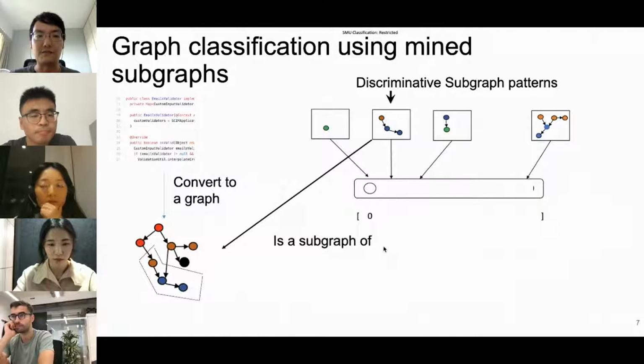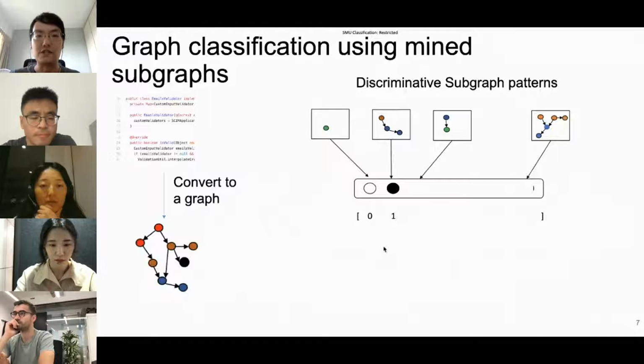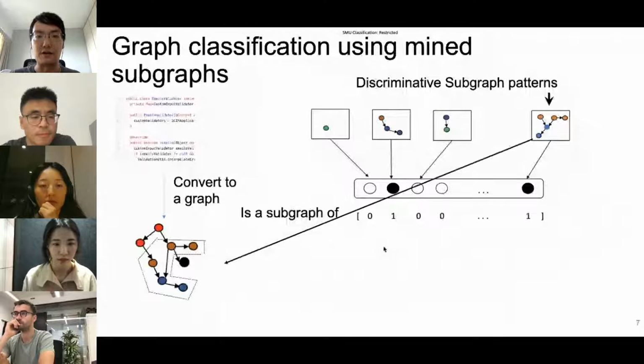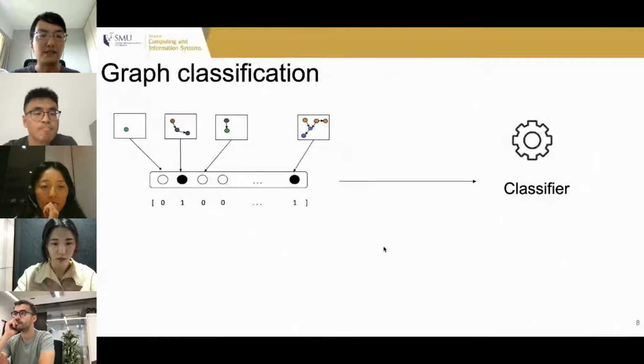And if it is a subgraph of the test program, then we fill it with 1. So we do this for all the discriminative subgraph patterns. And this gives us a vector of 1s and 0s, indicating if the discriminative subgraph pattern matches the test program or not. And then afterwards, this would mean that we have a vector that we can pass to a classifier.